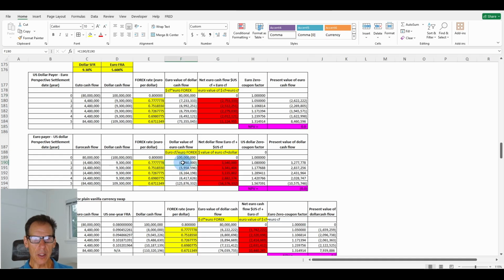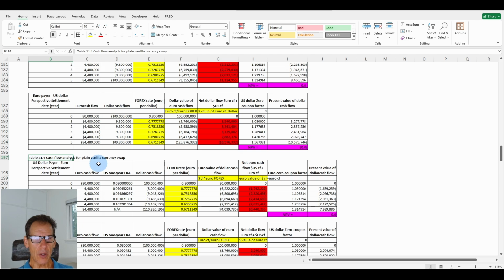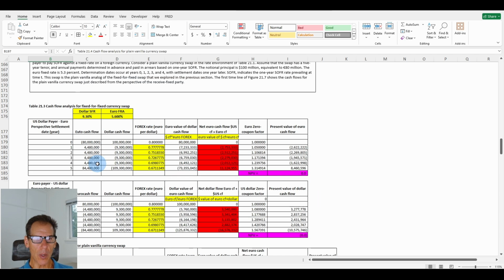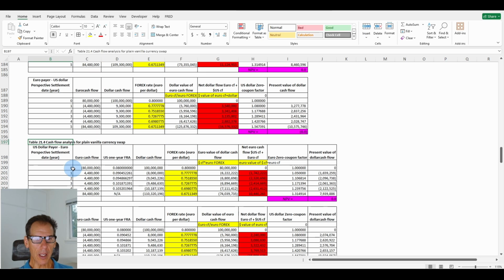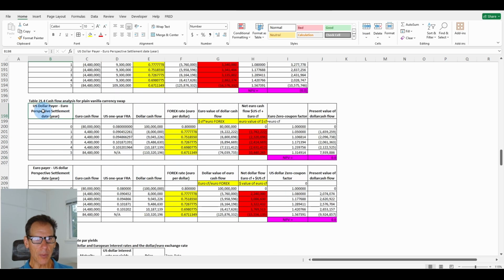We've got euros, we've got US. Down here, we're going to look at 21.4, cash flow analysis for the plain vanilla currency swap. Remember this narrative right here? Well, we're just going to show you the cash flows. So the net present value equals 0. And then this is from the dollar perspective, and this is from the euro perspective.